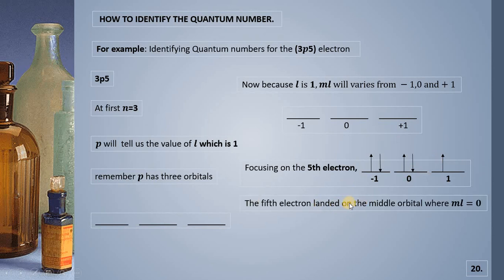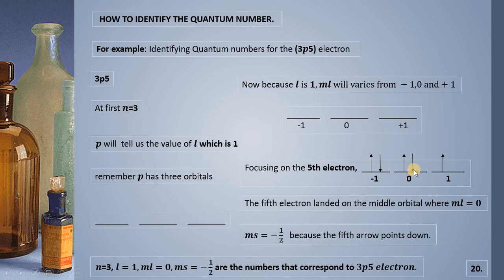So the 5th electron landed on the middle orbital, which means that ML is equal to 0. So that means the electron is on 0. Now we want to know MS. What is MS? I told you that MS is either plus half or minus half, that is plus 0.5 or minus 0.5. Now, the 5th electron is facing down. I think that one is self-explanatory. That means it is minus 1/2 because the arrow is pointing down.